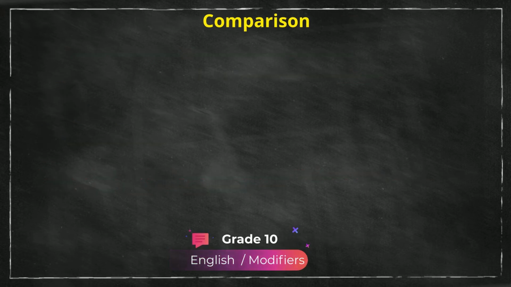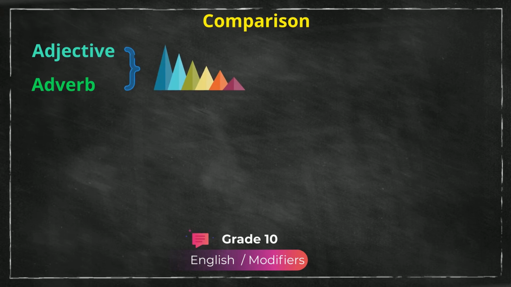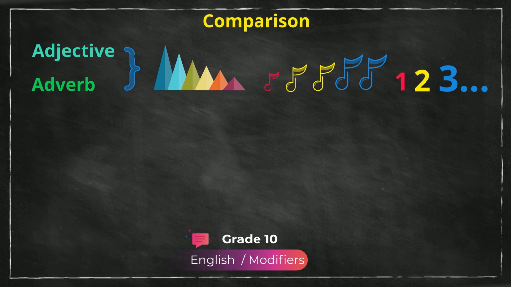Comparison of modifiers. The two kinds of modifiers, adjectives and adverbs, may be used to compare things. In making comparisons, adjectives and adverbs take different forms. The specific form that is used depends upon how many syllables the modifiers have and how many things are being compared.